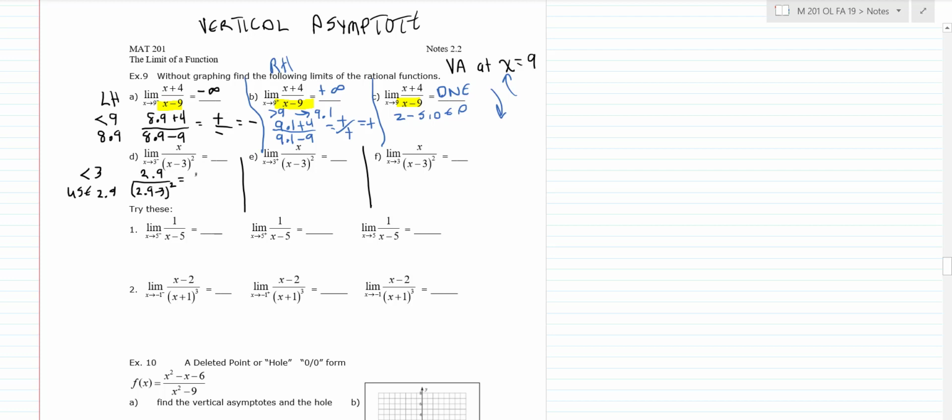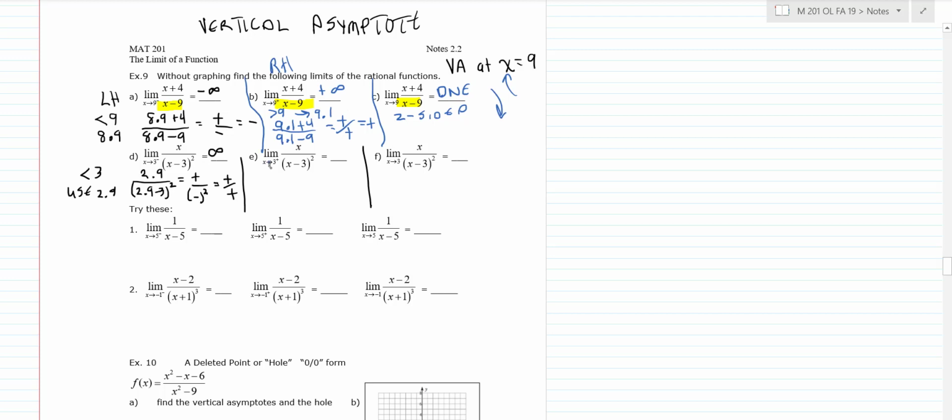So what you get is a positive numerator, and see 2.9 minus 3 is negative, but when you square it, it becomes positive. So you end up with a positive over a positive. Therefore, that's going to go to positive infinity. Okay, that's all you're trying to do, is see if it's positive or negative. That's it. So the squaring thing on there, that's what made the denominator go to a positive.